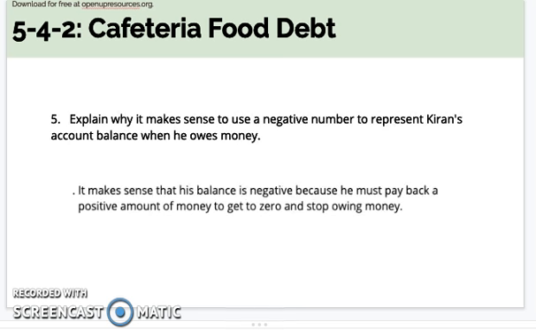Then if you look at number 5, I wanted you to have some type of answer along the lines of, it makes sense that his balance is negative because he must pay back a positive amount of money to get to 0 and stop owing money. If you had said something along the lines of a negative number represents owing some money, and it wouldn't make sense to have a positive because that would represent that you would have the money that you do not have.